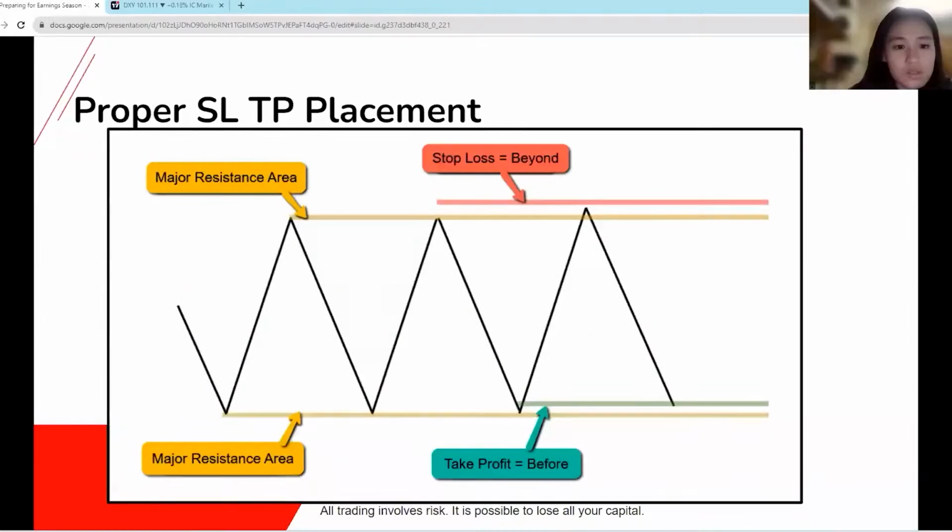Okay, so firstly, we have the most basic, which is proper stop loss and take profit placement. Proper stop loss and take profit placement is crucial to ensure that you maximize your wins and minimize your losses. So for stop loss, it should be placed beyond the resistance area, while take profit should be placed before. Here is just an example for you to look at as well.